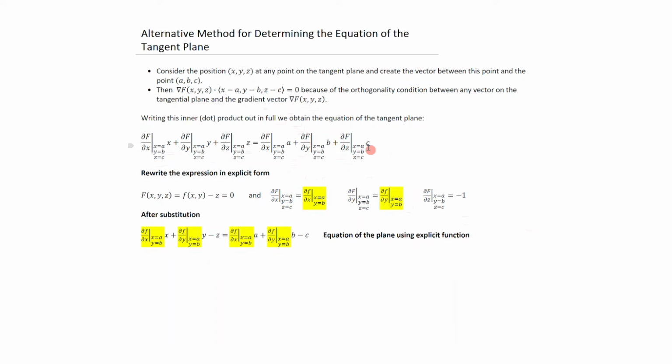All right, the next thing we're going to do is write the expression in explicit form. So the function f(x, y, z) equals 0, but that's like saying f(x, y) minus z equals 0. So this and this are equivalent to each other. This is an implicit form. This is an explicit form. If we take df by dx here, we get the partial df dx. If we take df dy, then we get the partial df dy. If we take df by dz, then you get minus 1.